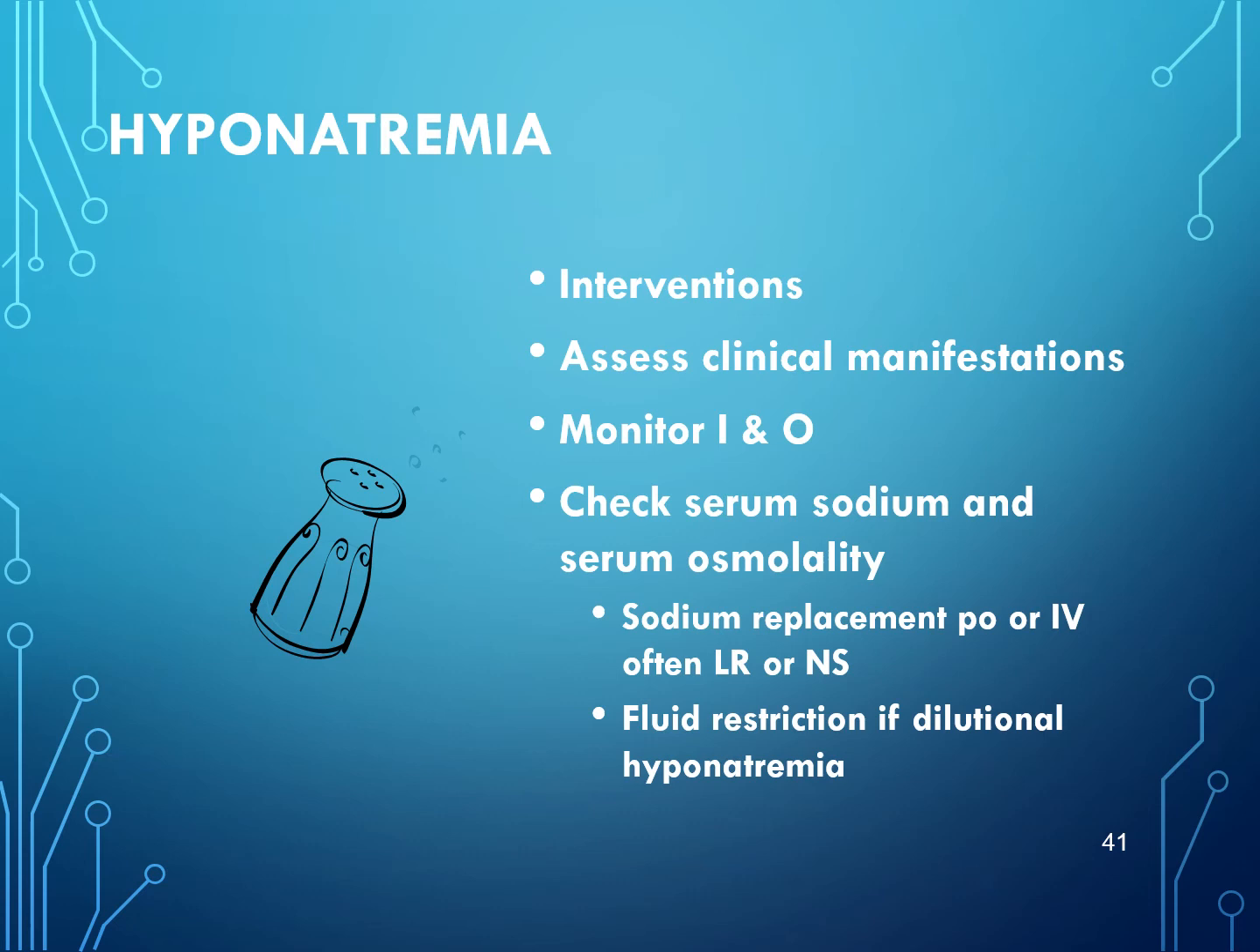This would usually be in an ICU setting, and we must increase the sodium level very slowly because if we do it too quickly, it can cause neurologic damage. PO replacements would include foods and fluids high in sodium. And depending on the cause, a client may need fluid restriction if it's dilutional hyponatremia.